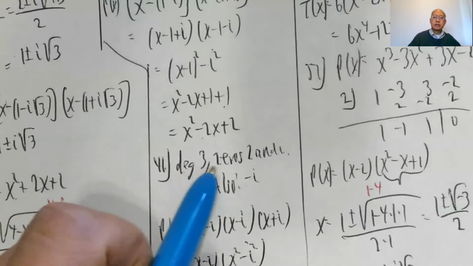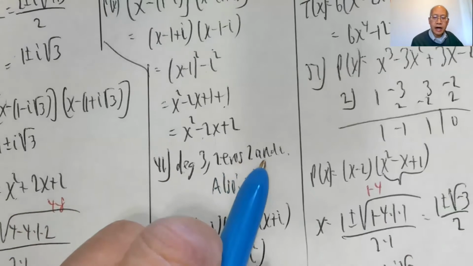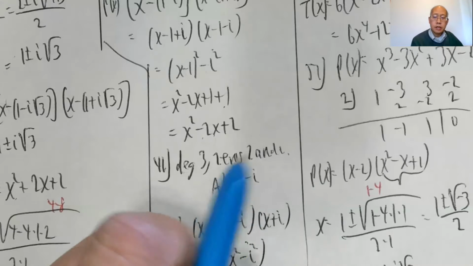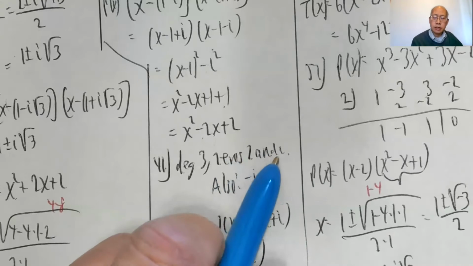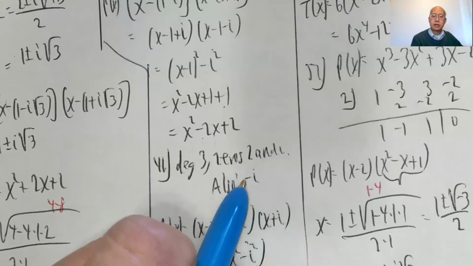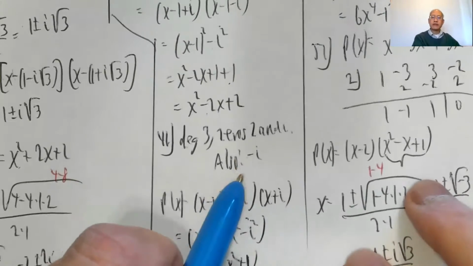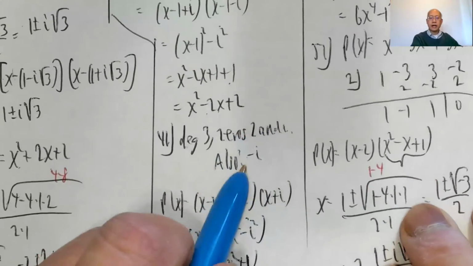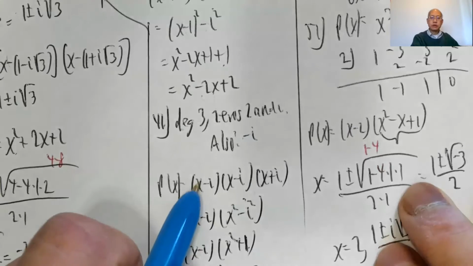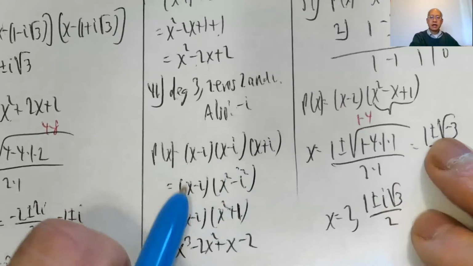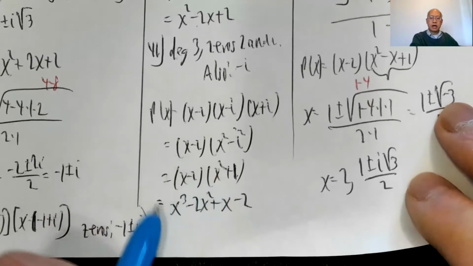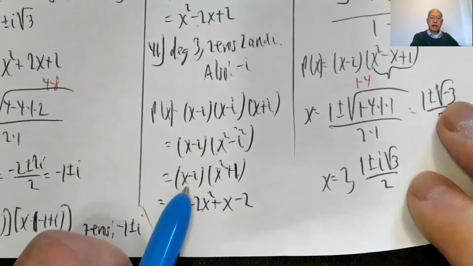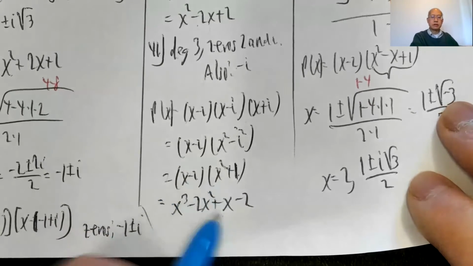Okay, degree 3, zeros of 2 and i. Well, if we have real coefficients, complex solutions are always in conjugate pairs. The conjugate of i is negative i. So if i is a solution, so is negative i. And that's the 3 zeros, 2, i, and negative i. So x minus 2, x plus i, x minus i. That's x squared minus i squared, that's x squared plus 1. Multiply this out: x cubed minus 2x squared plus x minus 2.